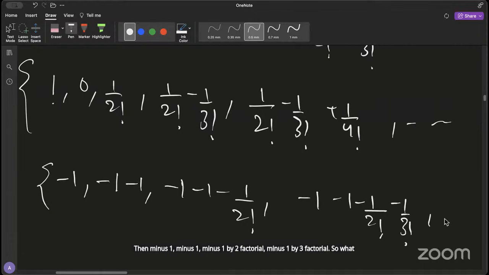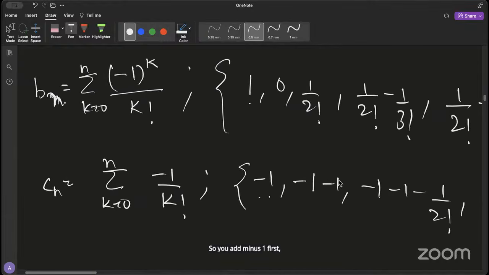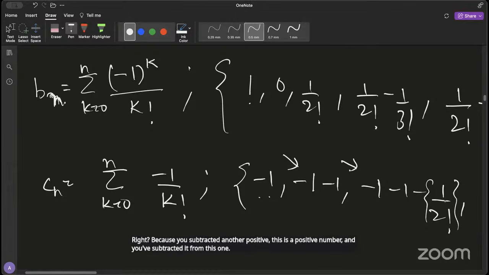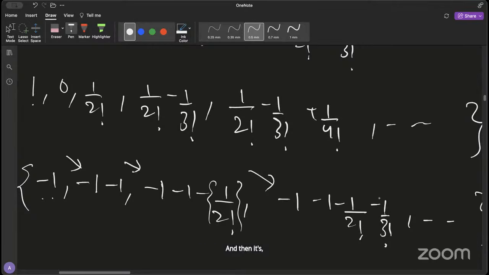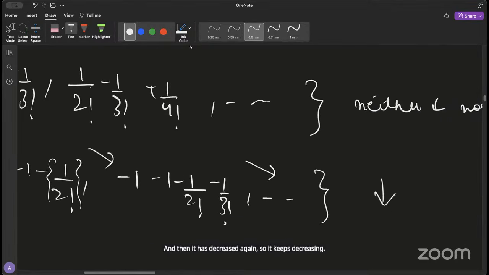So what are we doing in this one? You had minus 1 first, and then you subtracted 1 from this one. That means it has decreased. From here to here, this value has decreased. Then from here to here, it has decreased again, right? Because you subtracted another positive number. This is a positive number, and you've subtracted it from this one. And then it has decreased again, and again. So it keeps decreasing. That means this is a decreasing sequence.